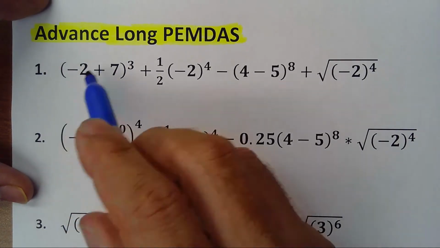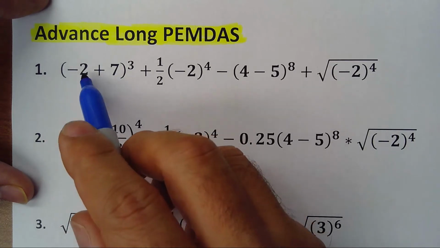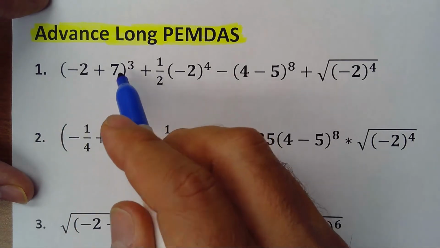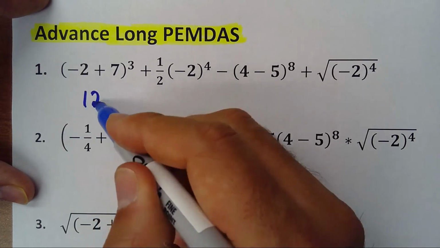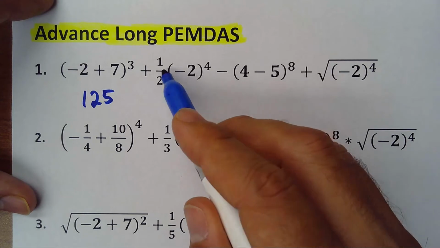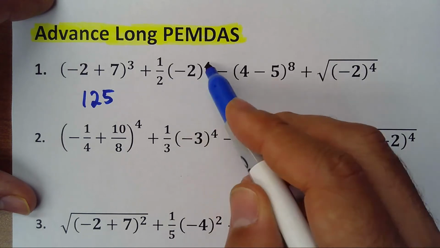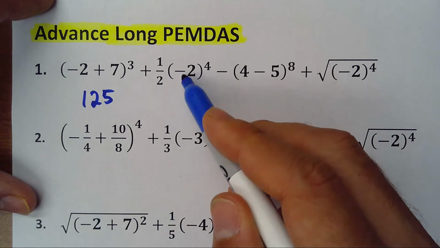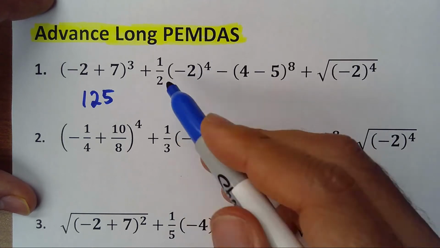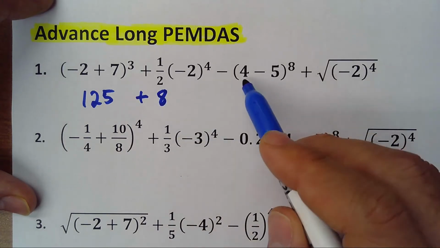So we do this parenthesis here, minus 2 plus 7, it will be 5. 5 raised to the third power, that will be 125. That's the first one for here. Then we have this, a multiplication and exponent. Exponent has priority, so negative 2 raised to the 4 is 16 positive. 16 divided by 2 will be 8. So plus 8. Let's go to this one now.